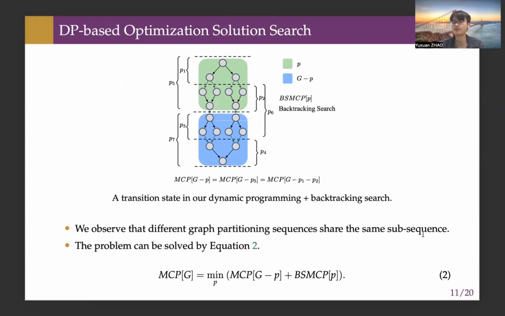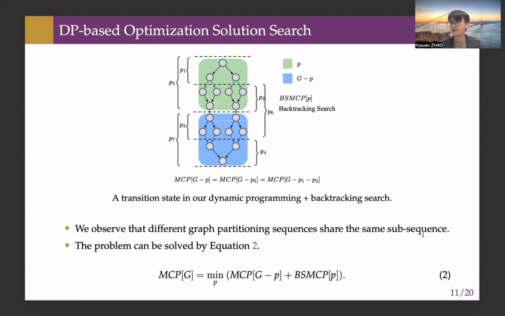We observe that different graph partitioning sequences share the same subsequence, and thus we design a dynamic programming algorithm to find the optimal solution efficiently. We divide the graph G into G minus P and P. The P is a subgraph generated in the graph partition process, and P is always chosen from the beginning part of current G, which can have multiple choices.